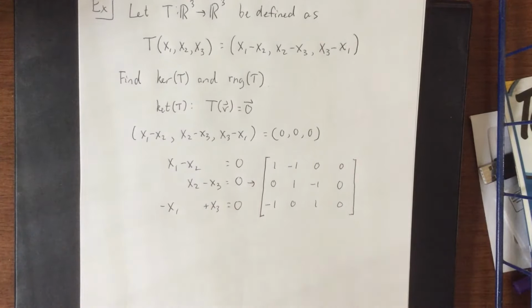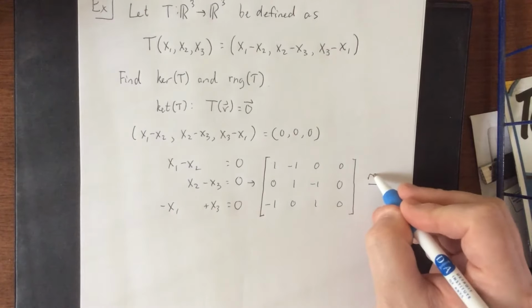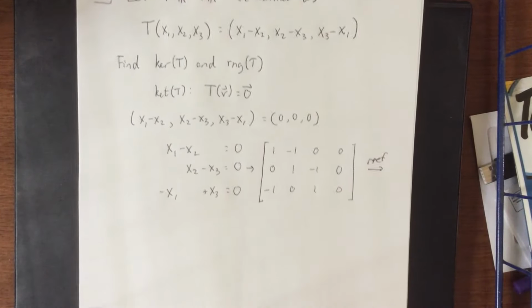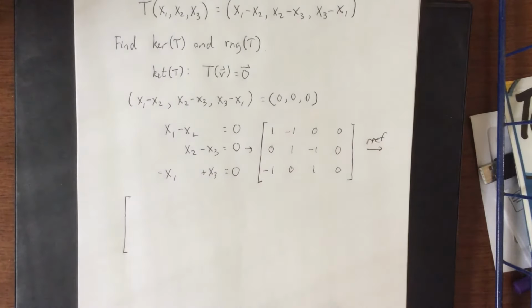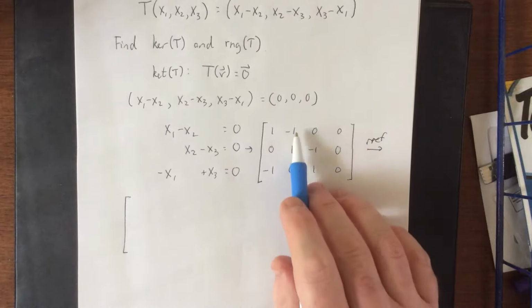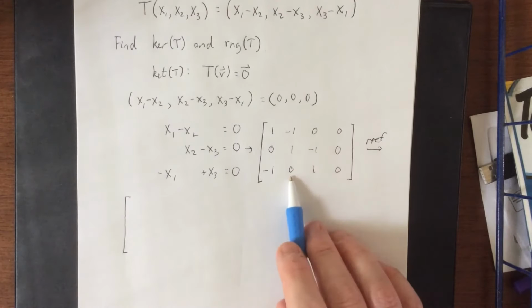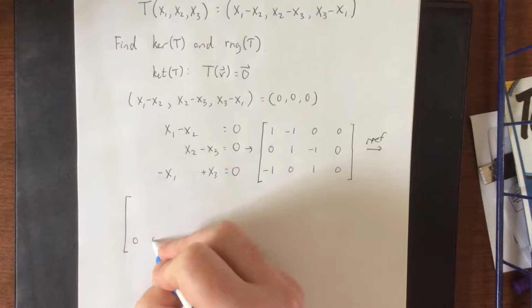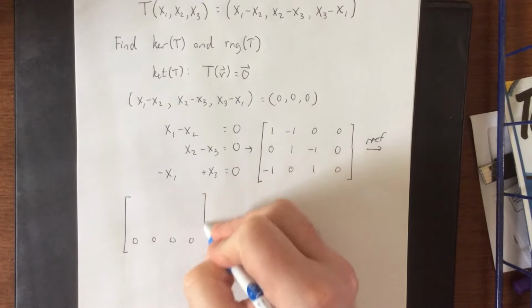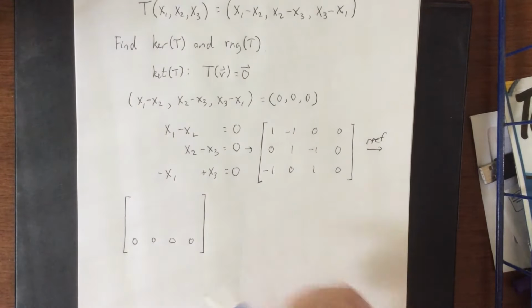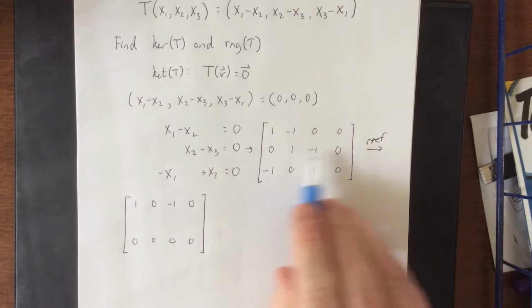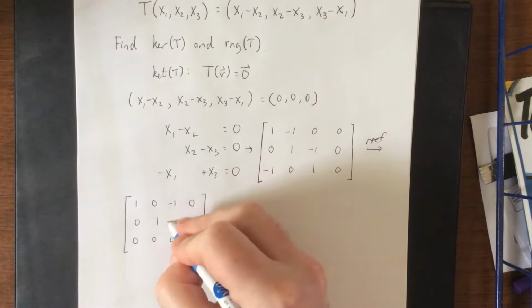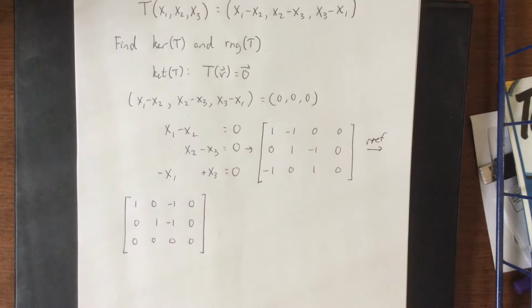I'll be interested in taking this down to reduced row echelon form, and I'm feeling pretty confident that I can do this without a calculator. I believe that if I were to add the first row to the third row and then add the second row to the third row, we would wind up with a row of zeros. If I take negative 1 times the third row and make that the new first row, and then leave the second row as is, I believe this would be what our reduced row echelon form would look like.